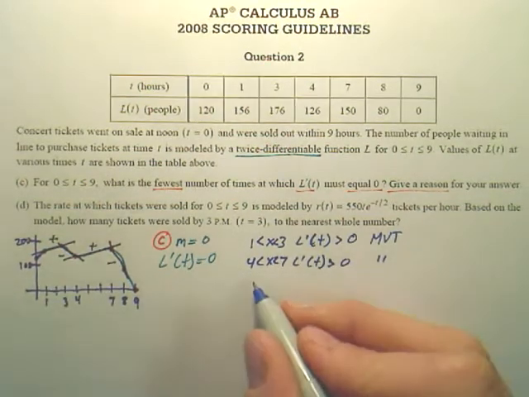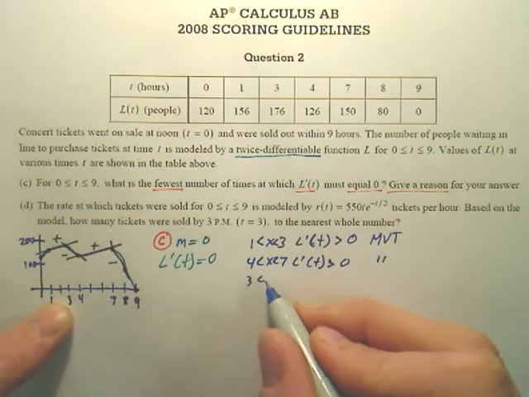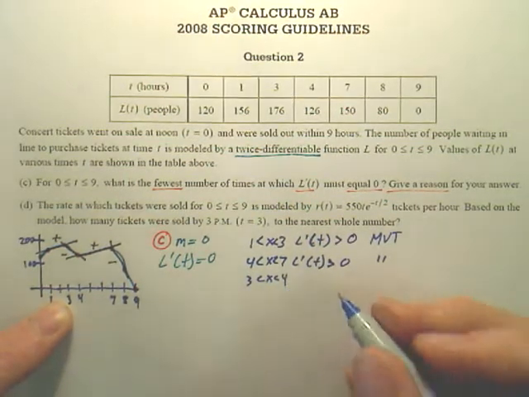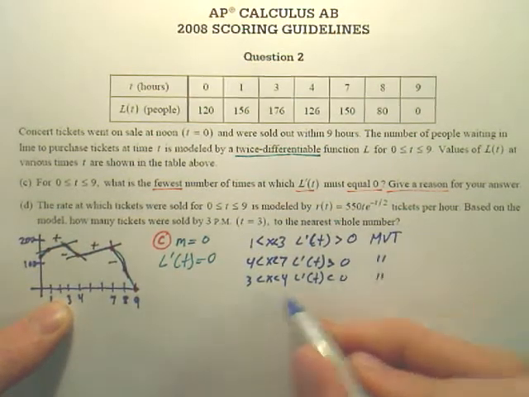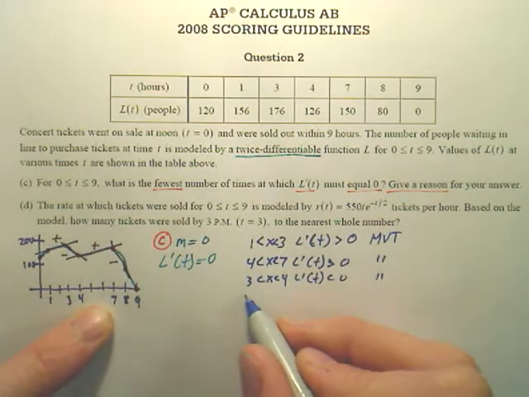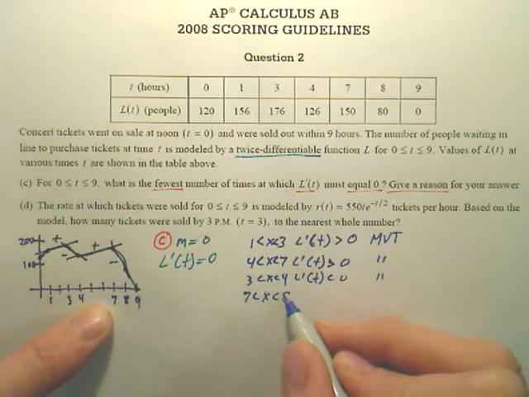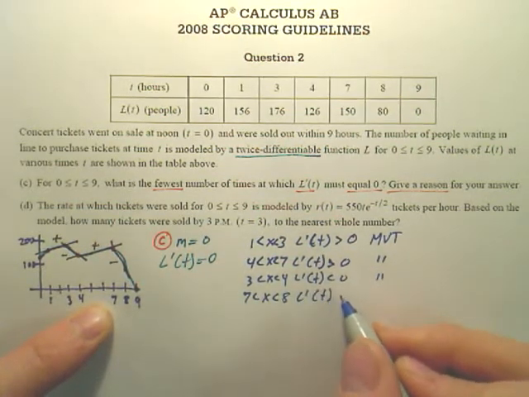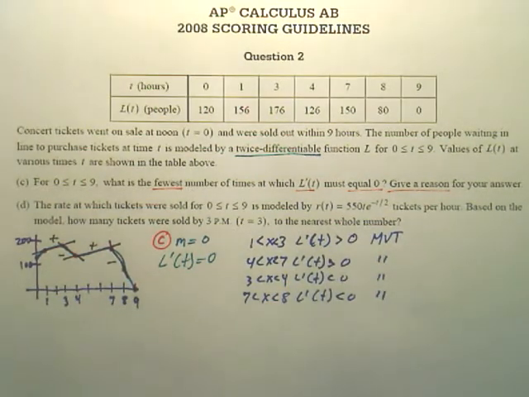And from 3 to 4, the derivative is less than 0. And from 7 to 8, the derivative is less than 0. And what you'll try to explain with that is, due to the mean value theorem, there are slopes.